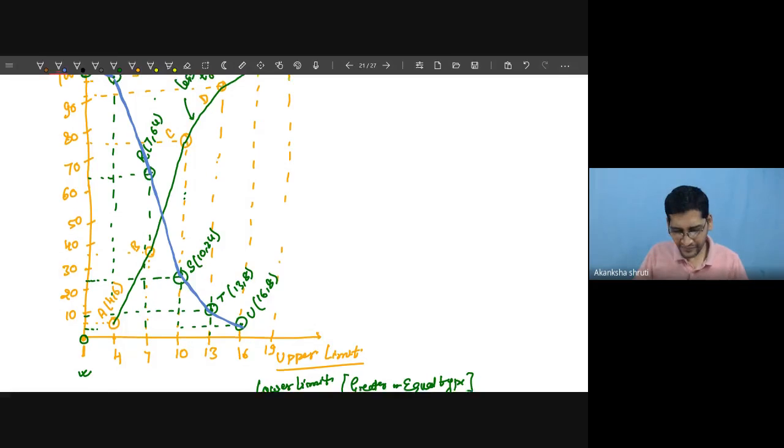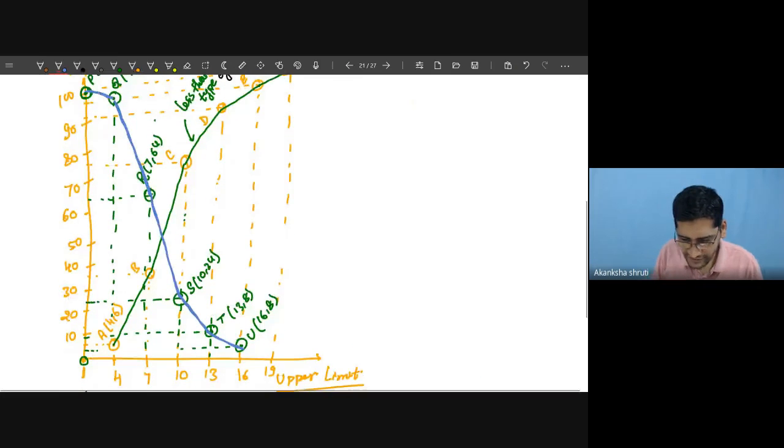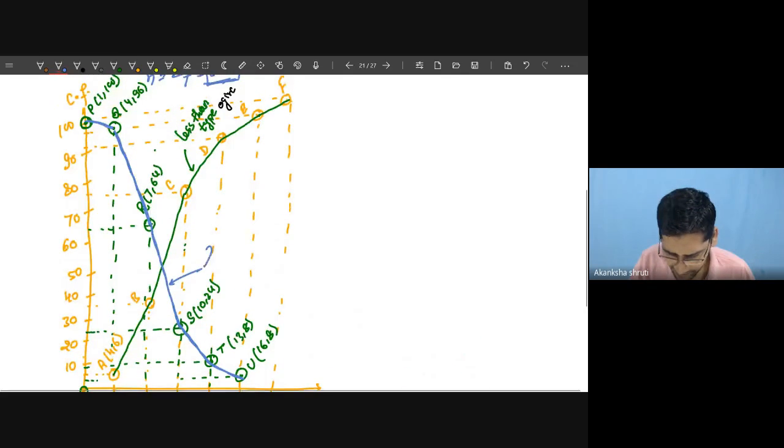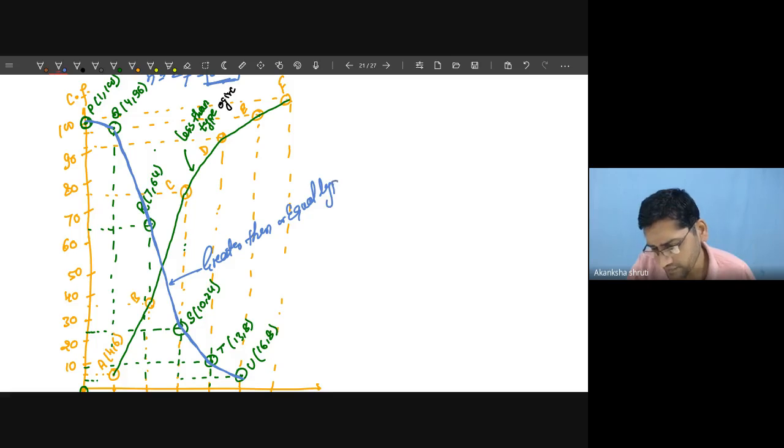So this way, on this blue curve, you have to write, it is which one? Greater than or equal type Ogive. Okay, it's so simple.